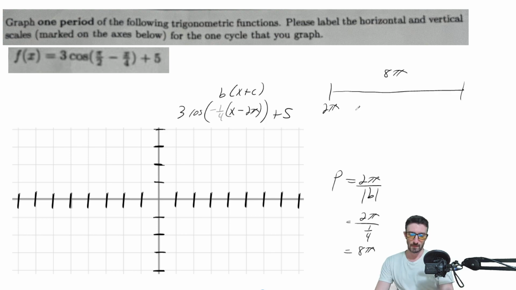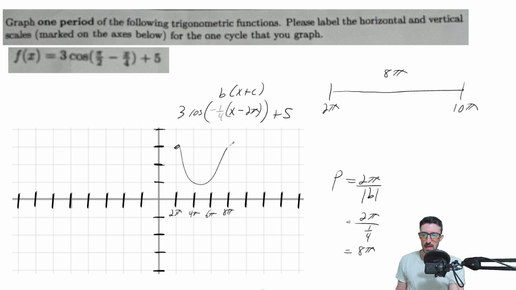Now, if I did 2 pi plus 8 pi, that would bring me to 10 pi. So I could do that. But then if I did that, let's say I put 2 pi over here, and then I just kept going up by 2's, 4 pi, 6 pi, 8 pi. What would happen with my graph, whatever it ends up looking like, something like this, is it's not going to be on the y-axis.